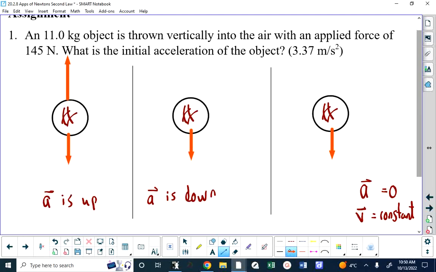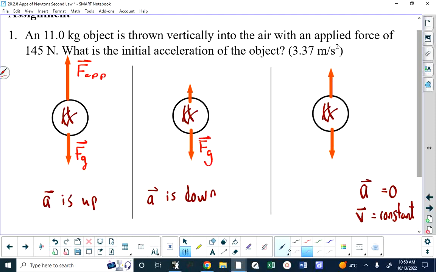If it's accelerating down, the applied force upwards is less. And if it's not accelerating at all, then the applied force upward is exactly equal in magnitude to the force of gravity. So if we label all of these, this is the force due to gravity. This is an applied force. This is the force due to gravity. This is the applied force. Again, force due to gravity and applied force.